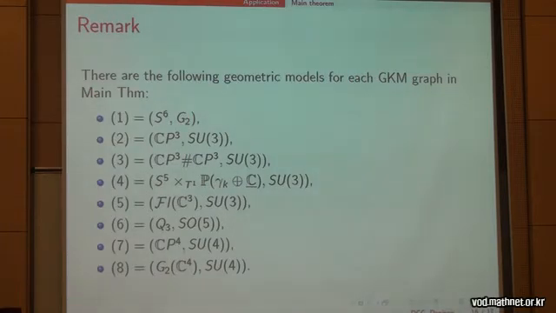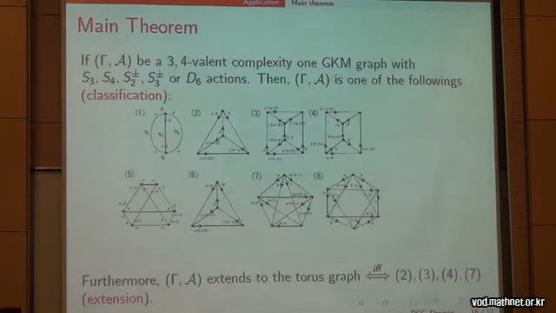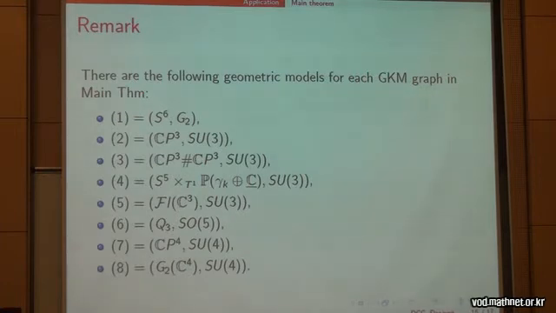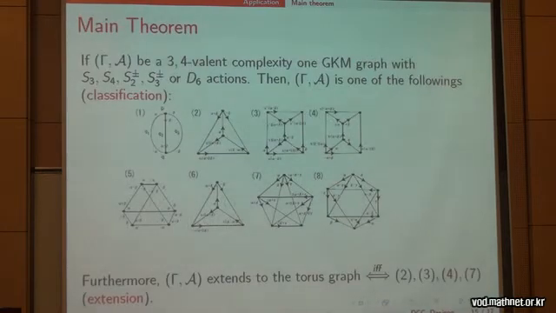So the first one corresponds to S^6. And as you know, S^6 is not a toric manifold, so there is no extension in this case. The second one is CP^3, and the third one, CP^3 # CP^3, is a connected sum. And the fourth one is this kind of fiber bundle, a CP^1 bundle over CP^2. All of them are toric manifolds, and these correspond to these 3 graphs, which come from toric manifolds.